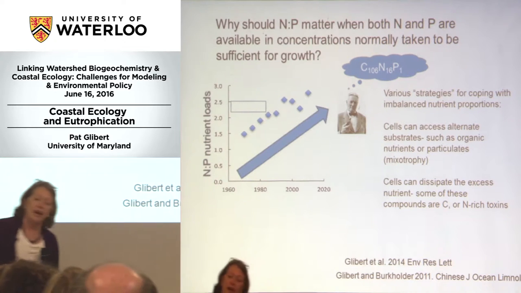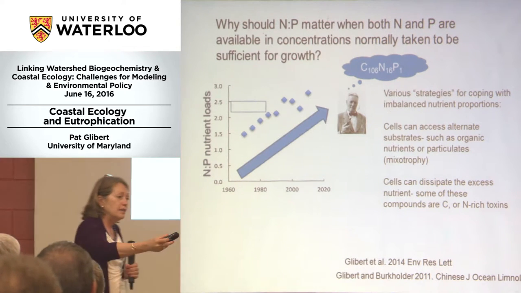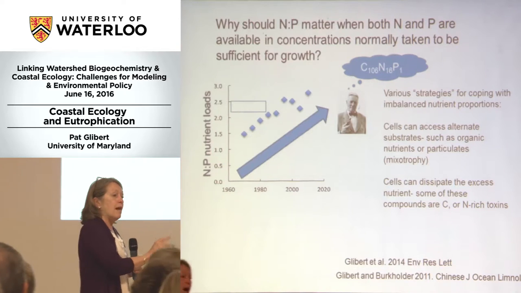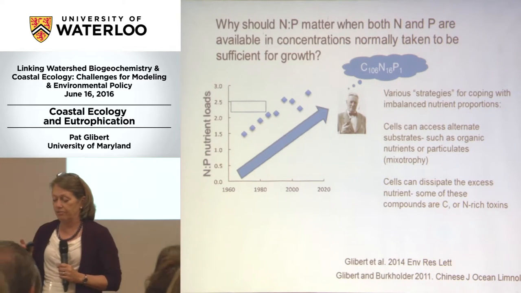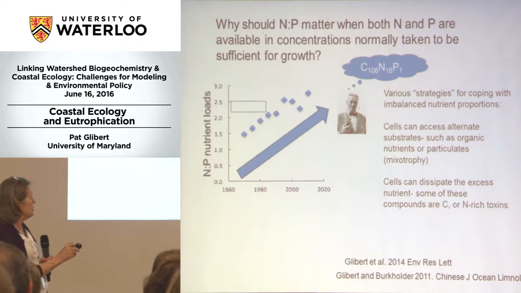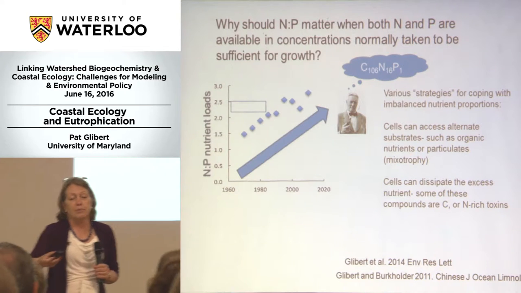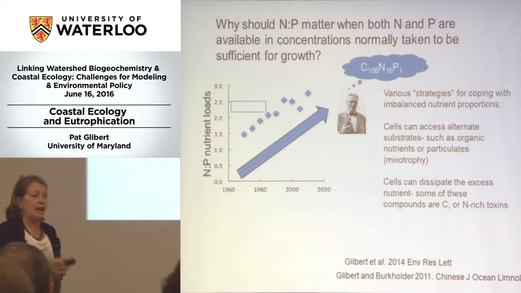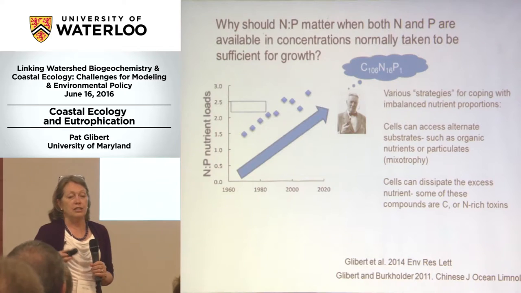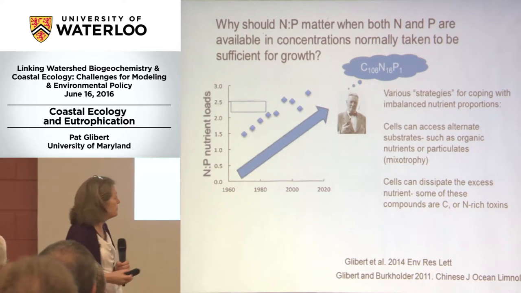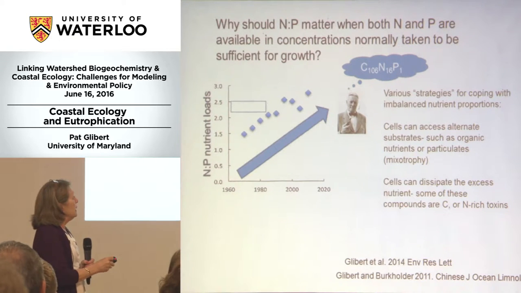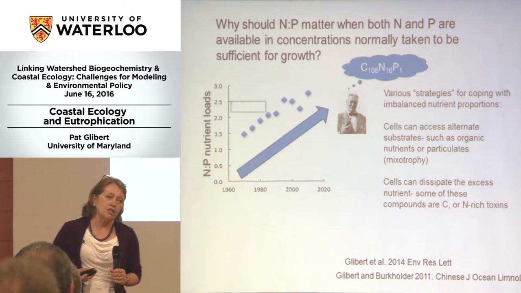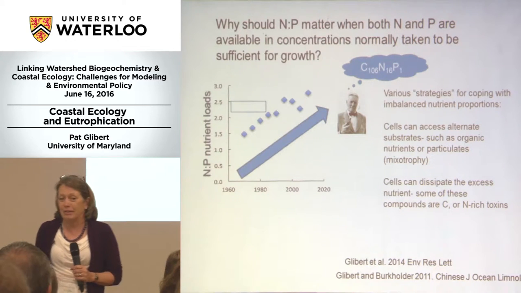So as we drive systems to higher nitrogen to phosphorus ratios, what are the consequences for phytoplankton community? And there are several. There are various metabolic strategies for coping with this high nitrogen to phosphorus condition. The first strategy is that cells can access an alternate substrate. So for example, if inorganic phosphorus is low relative to stoichiometric demands, they may be able to access organic phosphorus. Another strategy is mixotrophic nutrition, being able to eat. Another strategy is that cells can dissipate the excess nutrient. This is part of the overall strategy that physiologists call overflow metabolism.